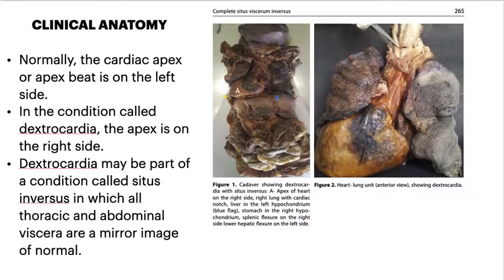Right? So, normally the cardiac apex is on the left side. In a condition called dextrocardia, it is on the right side. Here is this condition called dextrocardia. It could be part of situs inversus, in which the thoracic and the abdominal viscera are mirror images.